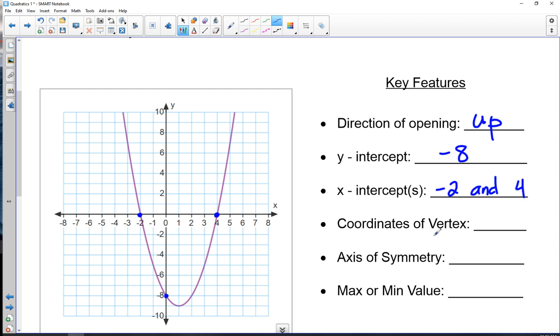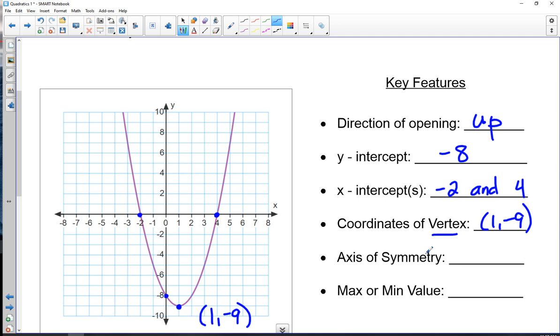The vertex of a parabola is where the parabola changes from either decreasing to increasing or vice versa. So we can see here that the vertex, which happens to be the lowest point of the parabola, which means it's a minimum value, has coordinates 1 and negative 9.